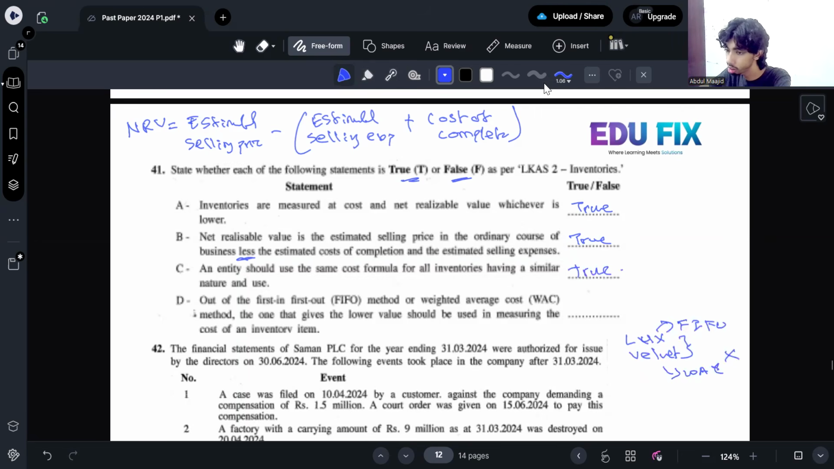Out of the FIFO method or AVCO method, the one that gives the lower value should be used in measuring the cost of inventory item. False, right? You don't select out of FIFO and AVCO which is lower and use that method, right? FIFO and AVCO are policies. You will seriously make the decision and only select one out of those two to find the cost of your inventory.